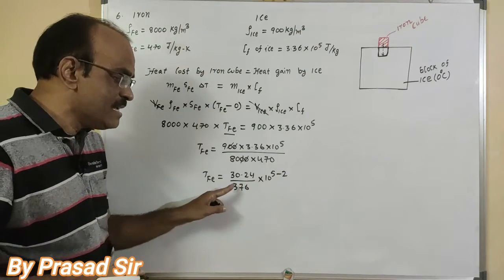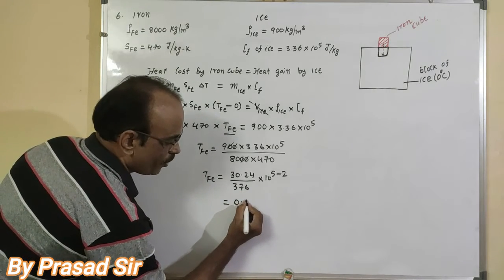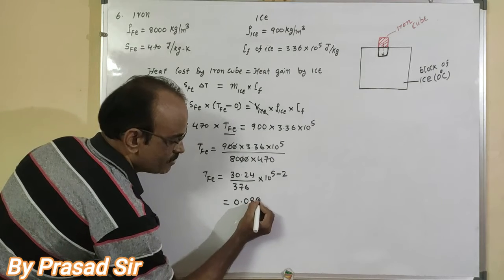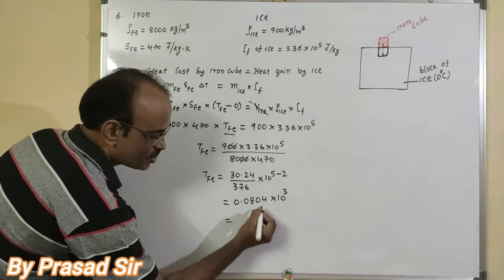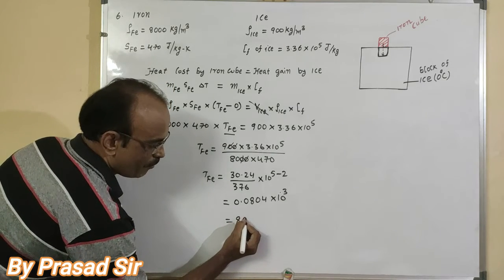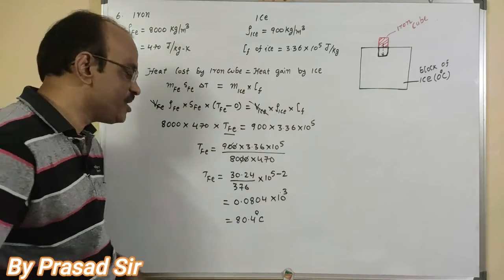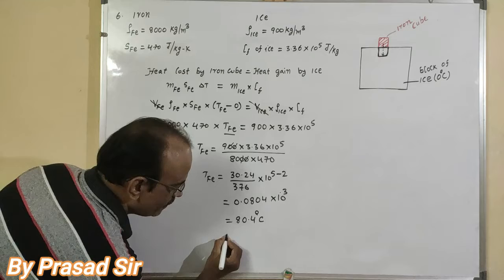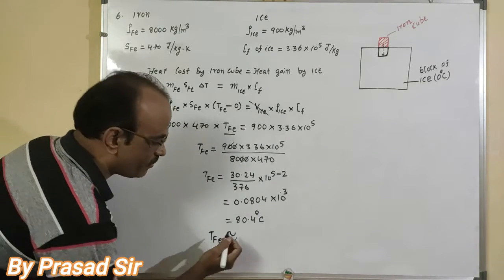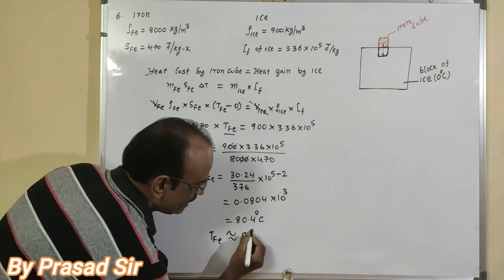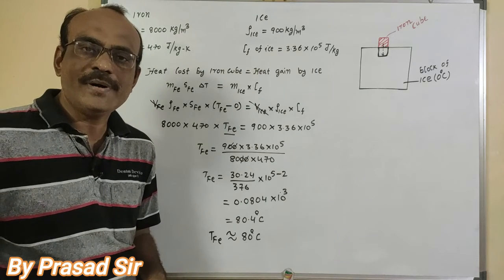30.24 divided by 376. There we are getting 0.0804 into 10 to the power of 3. On multiplication of this, 80.4 degrees centigrade. This is the initial temperature of the iron. So nearly, the initial temperature of iron is 80 degrees centigrade. This is the solution for question number 6.